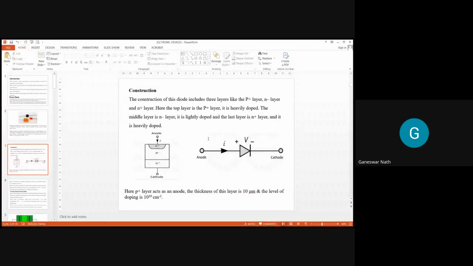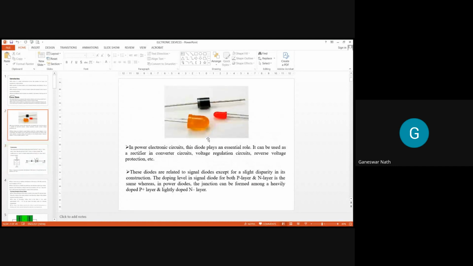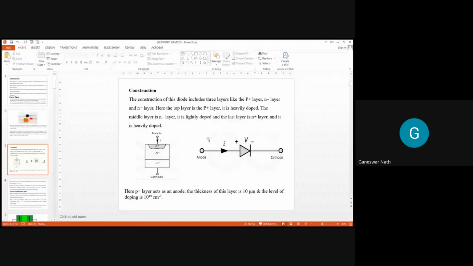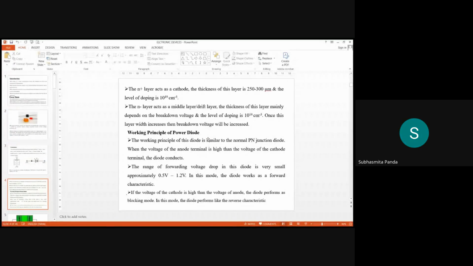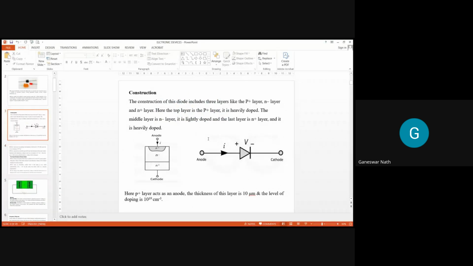Hello. Yes, sir. Hello. Is the slide changing, is it visible? Yes, sir. Okay. Sir, I'm MPH, waiting. MPH-5 electronics. Okay. Yes.